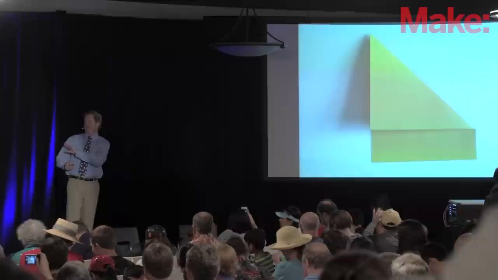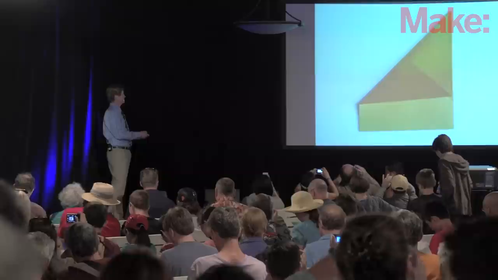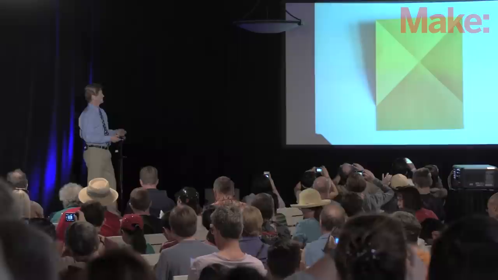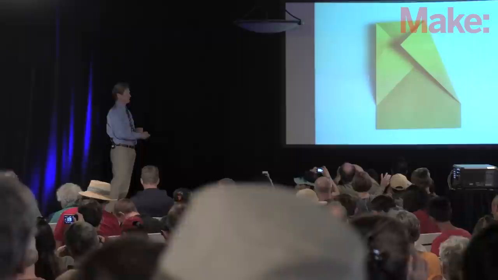Unfold that. And make a diagonal the other way. Unfold that. Okay, now you've got a big X in the page. Now we're going to take one side of the page and put it against that diagonal crease. It looks like that. And then we're going to do the same thing with the other side.